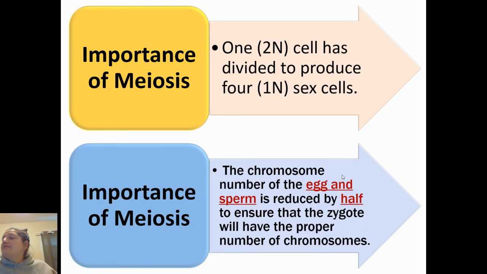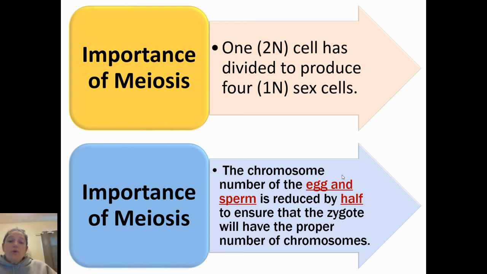So, the importance of meiosis, all right? We are now at letter G, numbers 1 and 2. One diploid cell, one 2N cell, is divided in order to produce 4 1N cells. Okay, so one diploid produces 4 haploid cells.